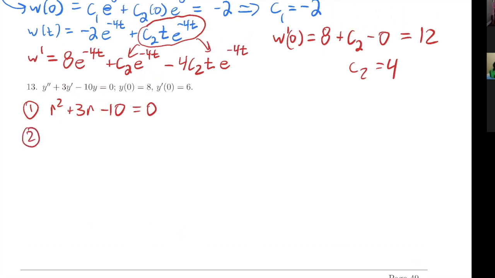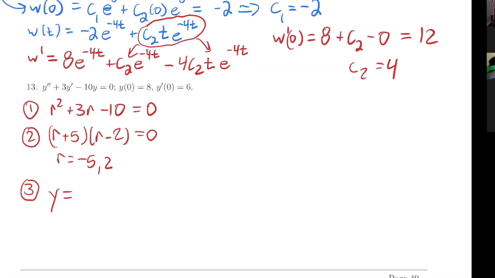And then we find the roots of this. This one we can factor into r plus 5 and r minus 2. So we get 2 distinct real roots to the characteristic equation, which means we don't have the repeated root formula. We just use y is equal to c1 e to the minus 5t plus c2 e to the 2t. Any questions?